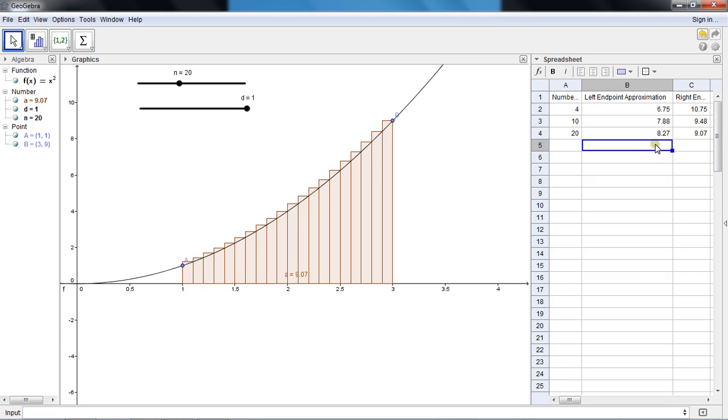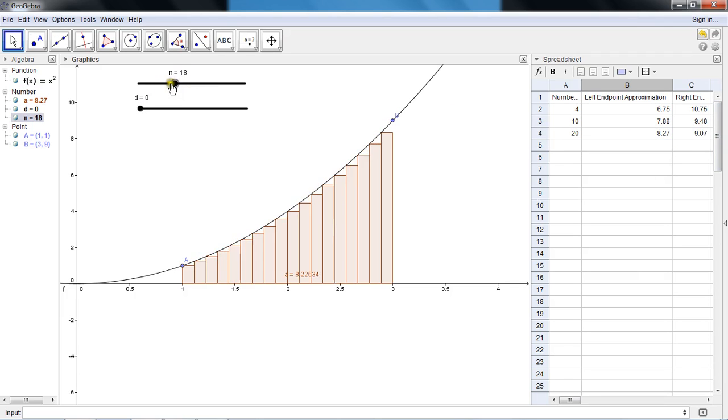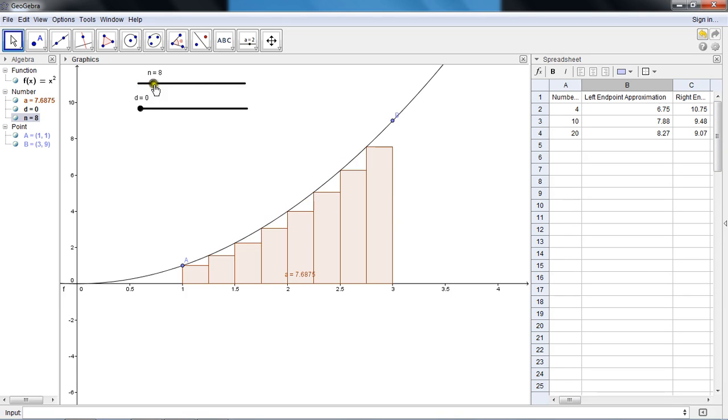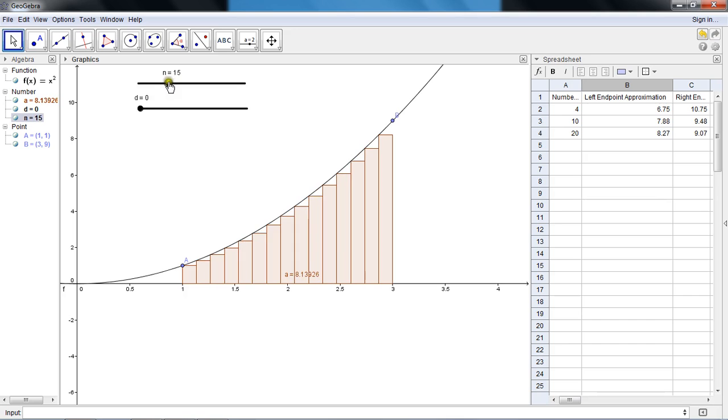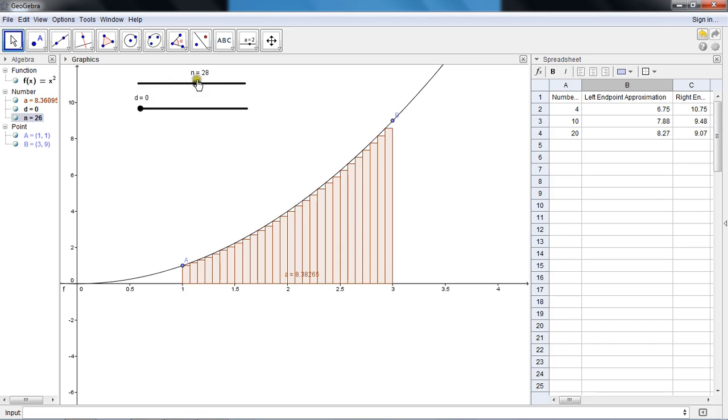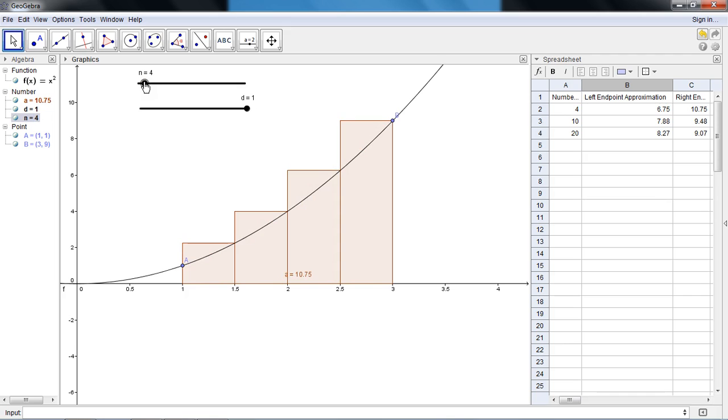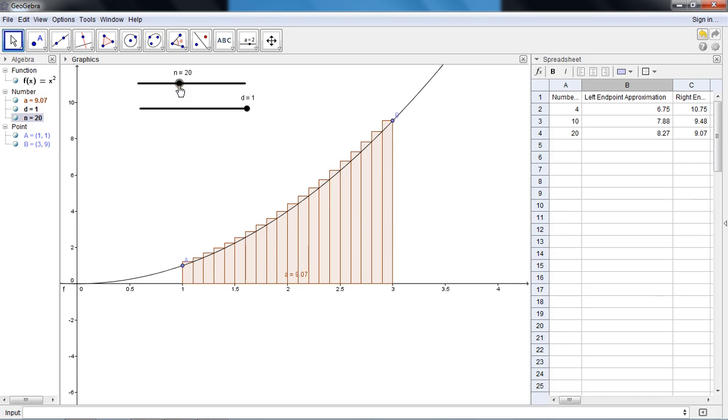We can pause and reflect for a second. We see that the left endpoint approximations are getting bigger and bigger, which is expected because, as I notice, I can drag back and forth. With only 4 rectangles, there's a lot of white space missing. And as I get more and more rectangles, the rectangles are taking up more and more of the area under that curve. Conversely, when you're examining it from the perspective of the right rectangle, these are big overestimates. They're these big chunks that are way taller than the curve. But as I get more and more rectangles, that overestimation area gets smaller and smaller.